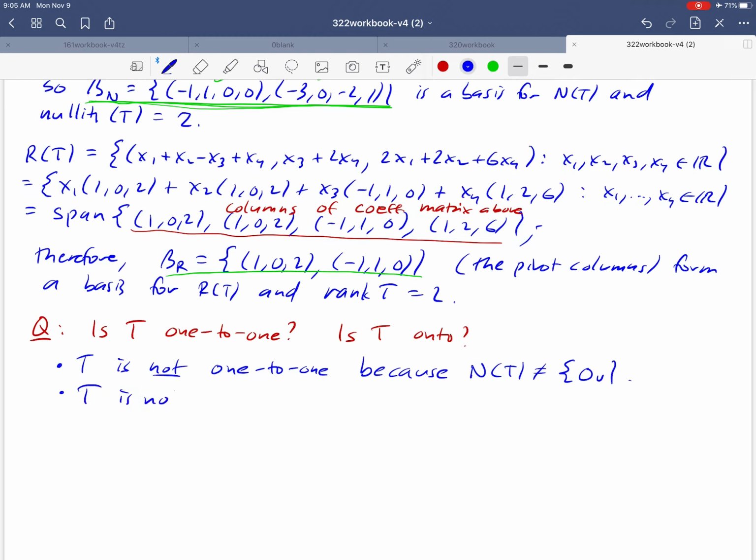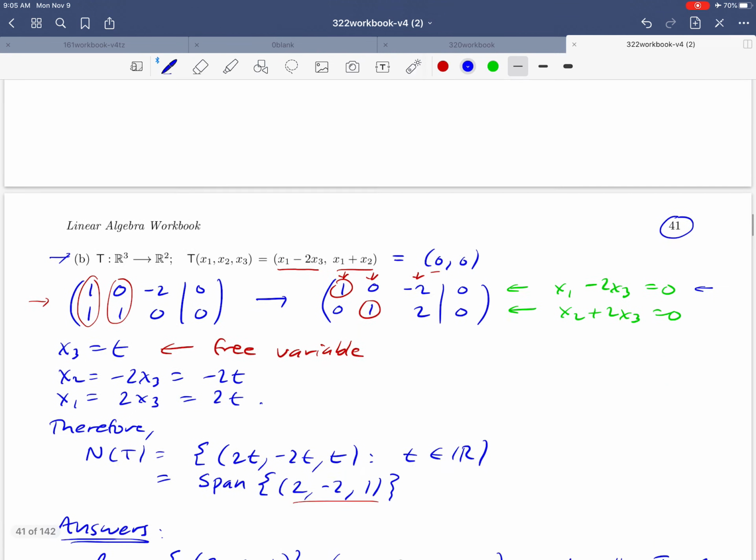T is also not onto because of the fact that the rank of T is less than the dimension of R3. The rank again is just the size of the basis for the range. If there are only 2 vectors in a basis for the range, that's not going to be enough to be able to hit everything in our codomain. All right. So we've answered the question then as to whether or not T is one-to-one and onto. Let's move on to part B, see if we can do the same thing here.